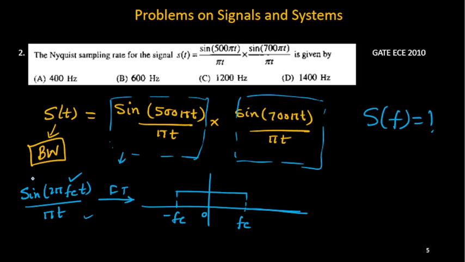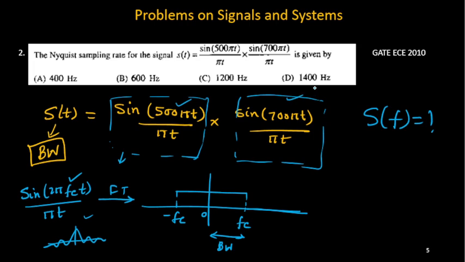If I consider a sinc function, it would look this way. That I am not going to discuss here. If I take the Fourier transform of this one, I'll get this kind of window function. So what is the bandwidth? Bandwidth is this thing only, fc. So I have two components, this and this.